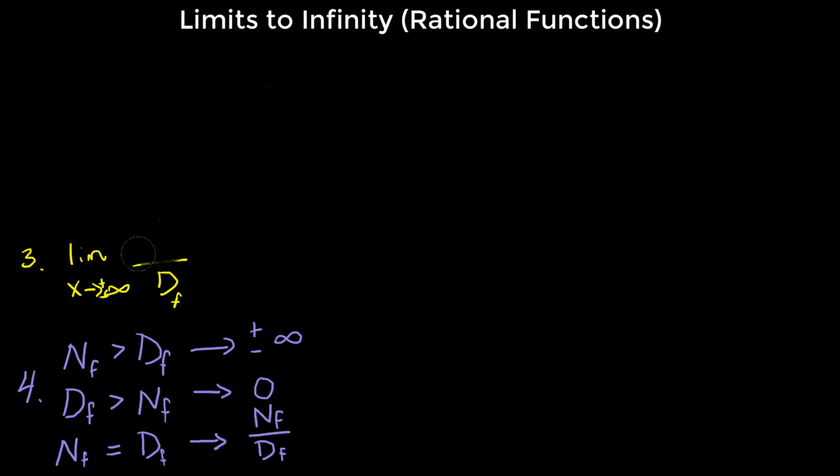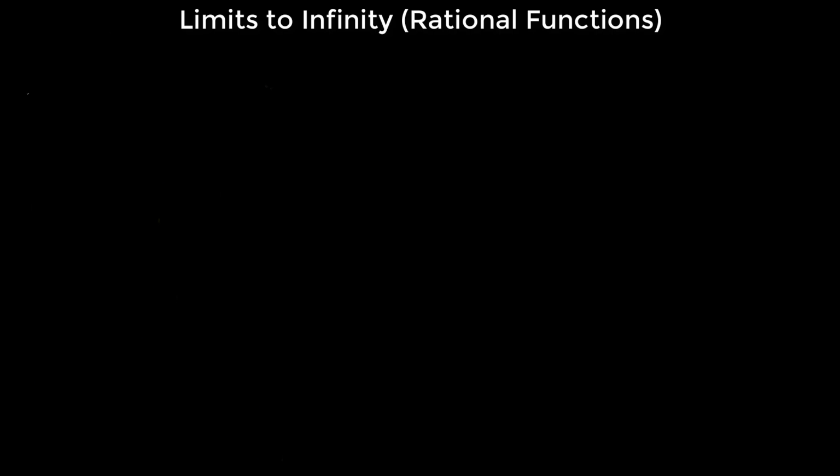So let's go ahead and practice a little bit now. All right, example number one. Again, I'm going to be using my general guideline the entire way. Problem number 1: let's compute the limit as x approaches positive infinity of the following rational function: 3x cubed plus 2x over negative x plus 2.